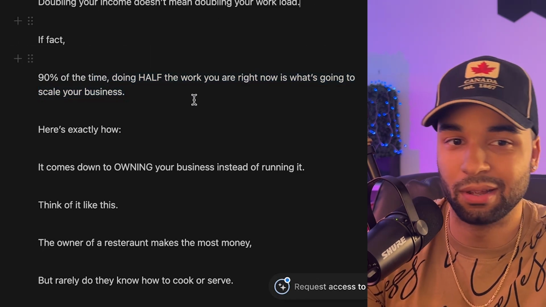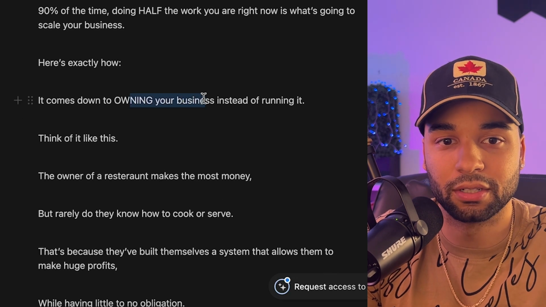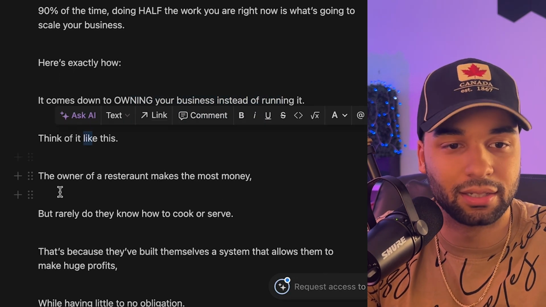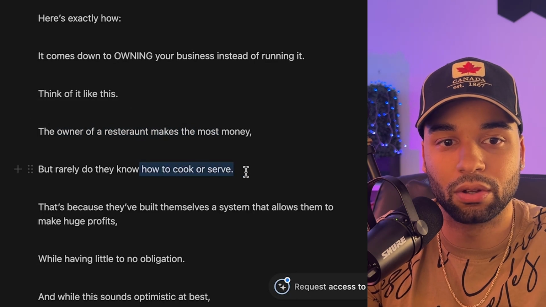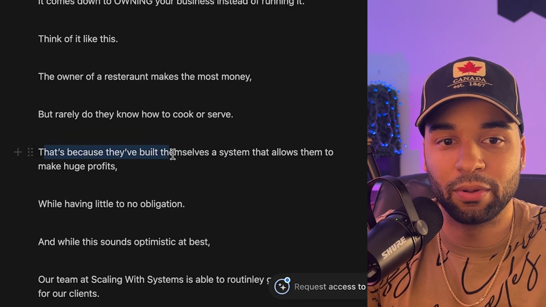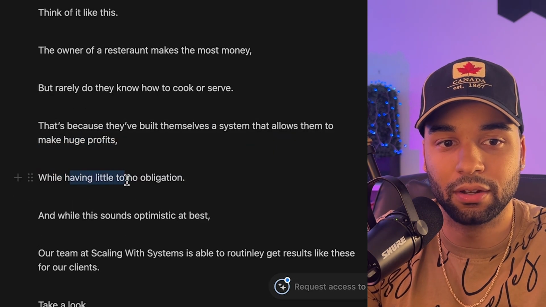Whereas before, it was a little bit more subtle, but you want it to be obvious. It comes down to owning your business instead of running it. Think of it like this. The owner of a restaurant makes the most money, but rarely do they know how to cook or serve. That's because they've built themselves a system that allows them to make huge profits while having little to no obligation.